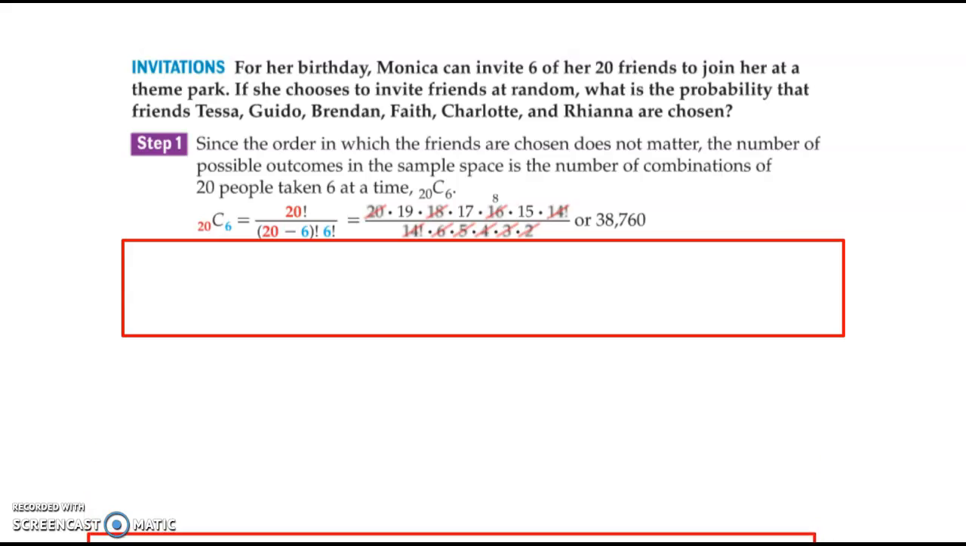Okay, to start, since the order in which the friends are chosen doesn't matter, the number of possible outcomes in the sample space is the number of combinations of 20 people taken 6 at a time. So first we're going to find out the number of possible outcomes. So we could say 20 factorial over 20 minus 6 factorial times 6 factorial. Do the calculations, we end up getting 38,760.